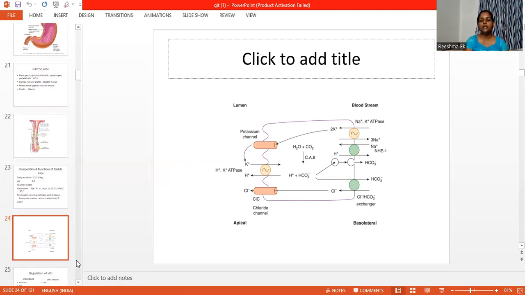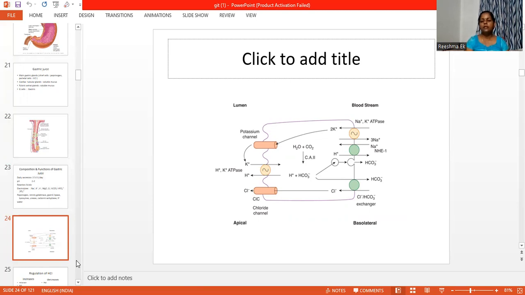This is about the secretion of HCl. HCl is an important component of gastric juice, and it is secreted by the oxyntic cell. The HCl is a combination of H plus ions and Cl minus ions. From the lumen, actually HCl is present in the lumen of the parietal cell.